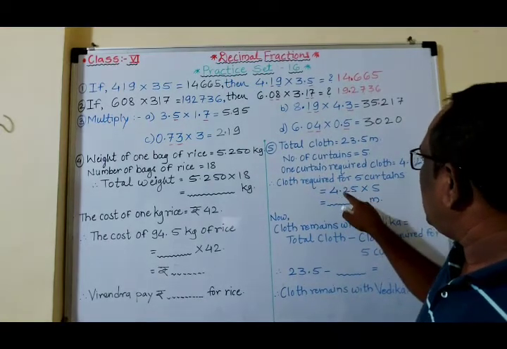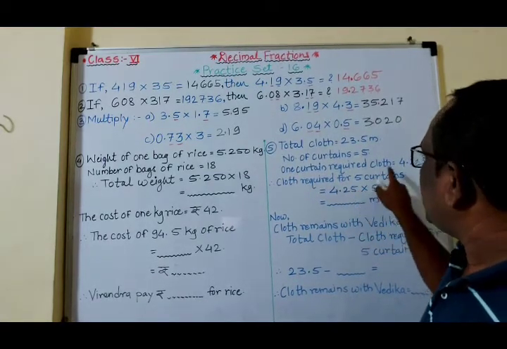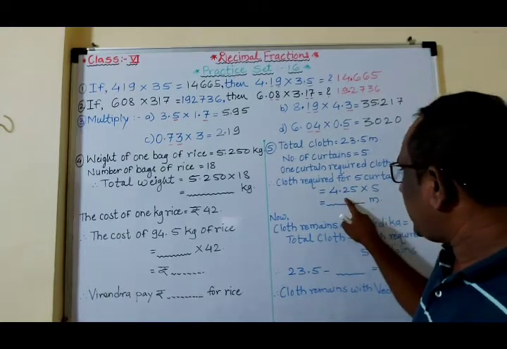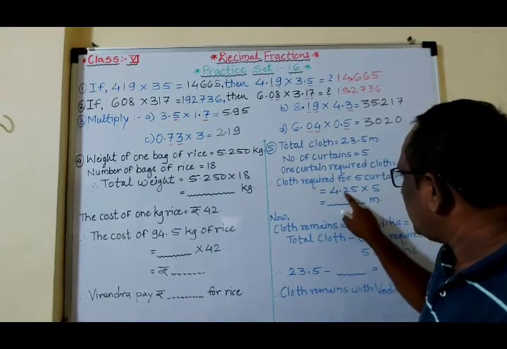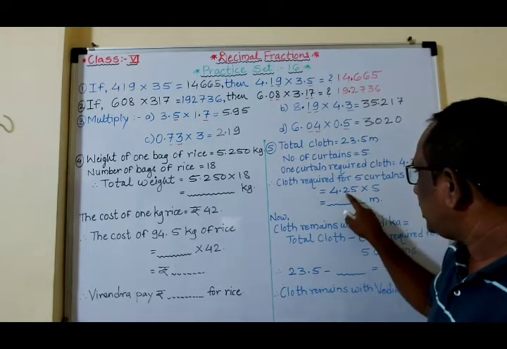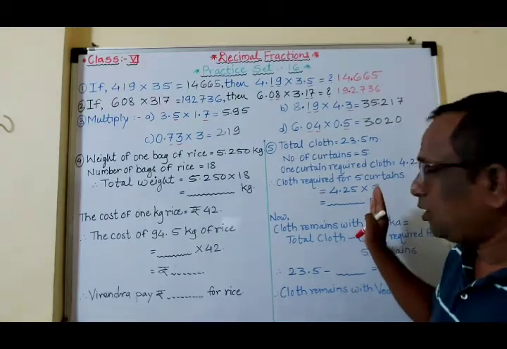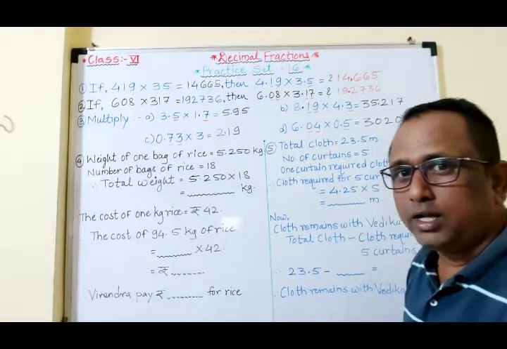So, 4.25 meters for one curtain, so we have to find it for 5. So we have to multiply here. Whatever answer you get, after the decimal point two digits or two places are there. So whatever you got as the answer, from the unit place, leave two places and then give the decimal point.